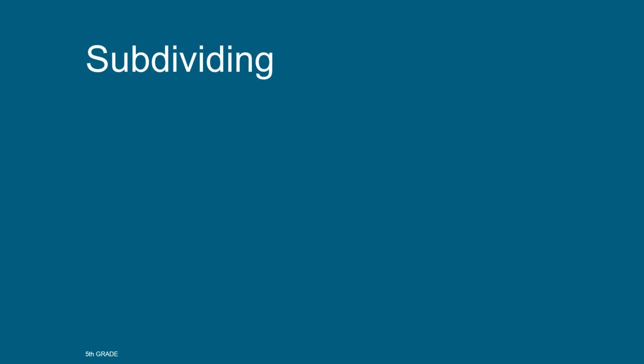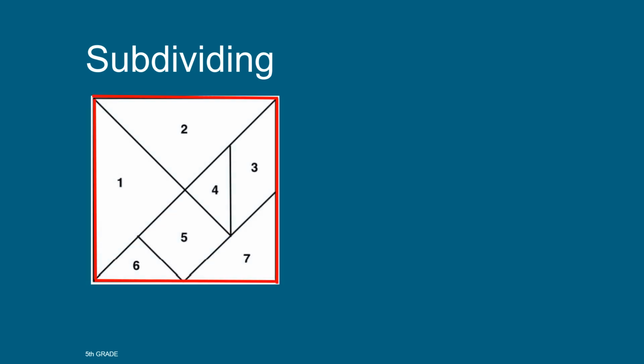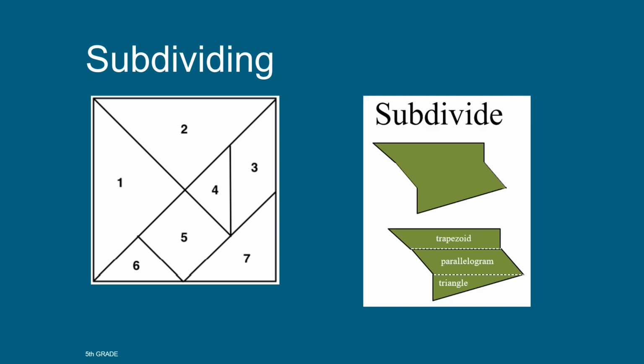Now let's move into subdividing. We actually just subdivided the large square into 7 different polygons when you made your tangrams. To subdivide is to take a shape and break it into smaller shapes. For example, this 7-sided figure can be subdivided into 3 smaller polygons: a trapezoid, parallelogram, and triangle.